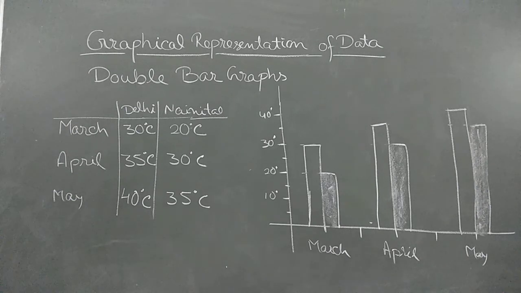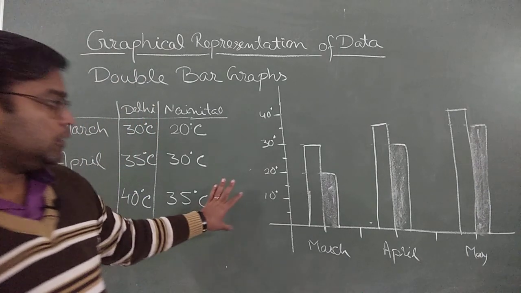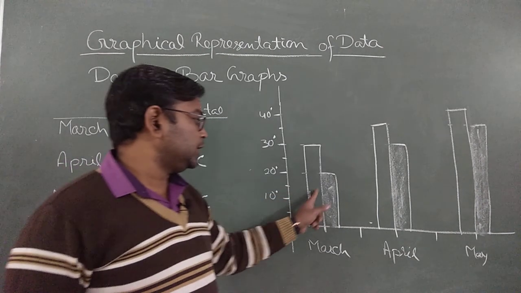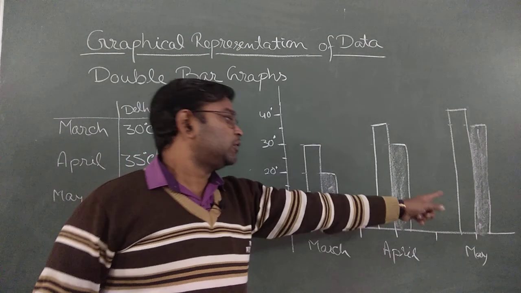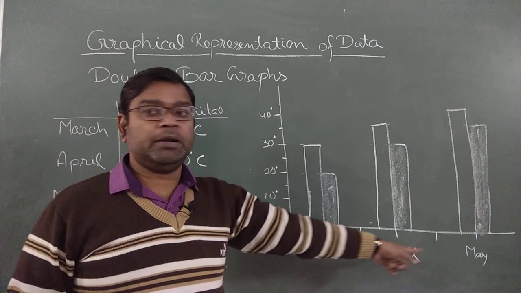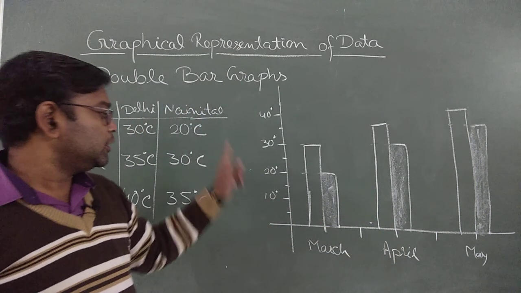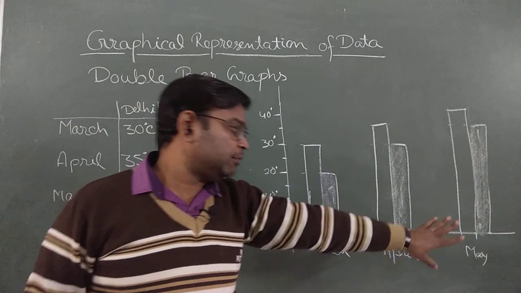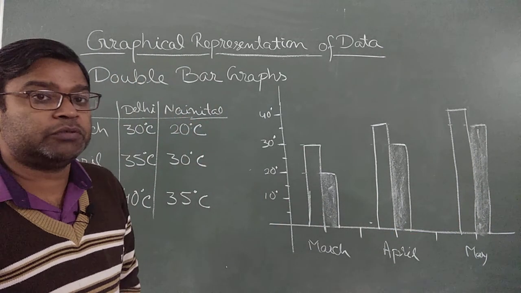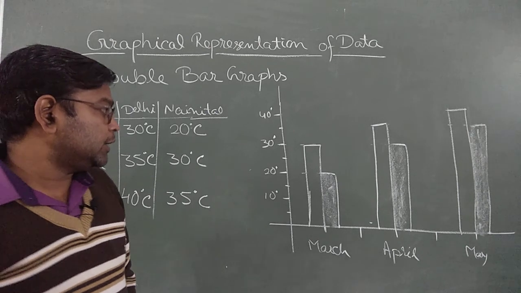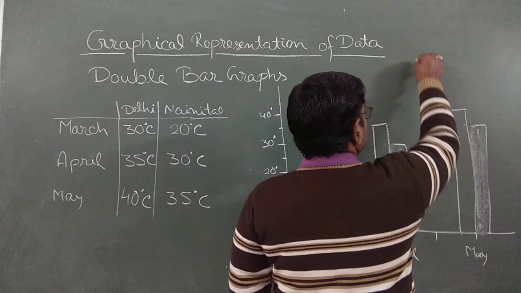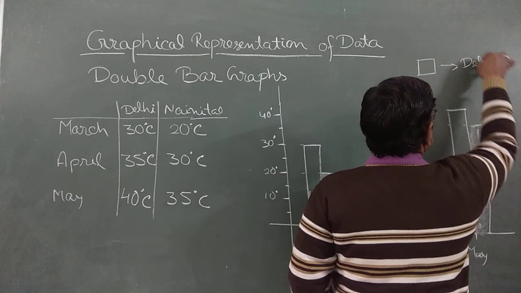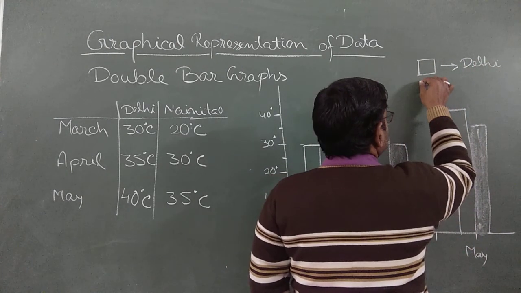So this is the plotting of the bars of different cities. These are for Delhi, these shaded are for Nainital for the months of March, April and May. This is the temperature, which is the variable. This is the group data, a group for March, April and May. But how do you find out which one is for Delhi and which one is for Nainital? So we mark some indication. This is for Delhi and this one is for Nainital.